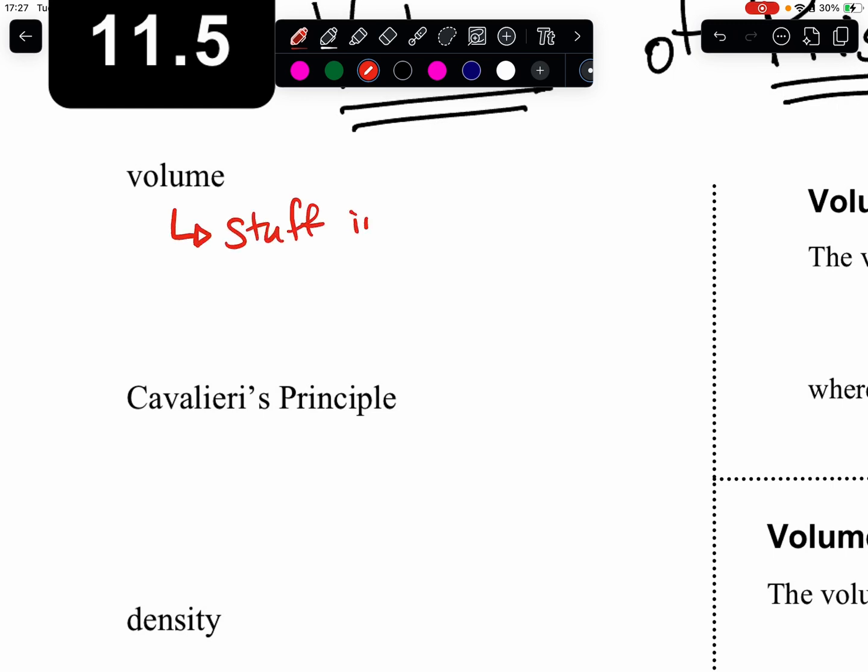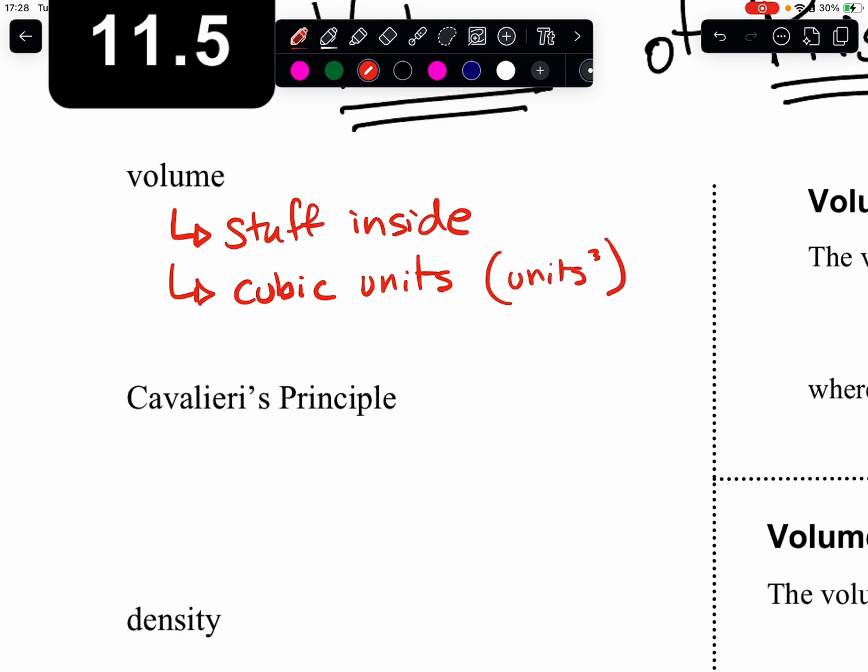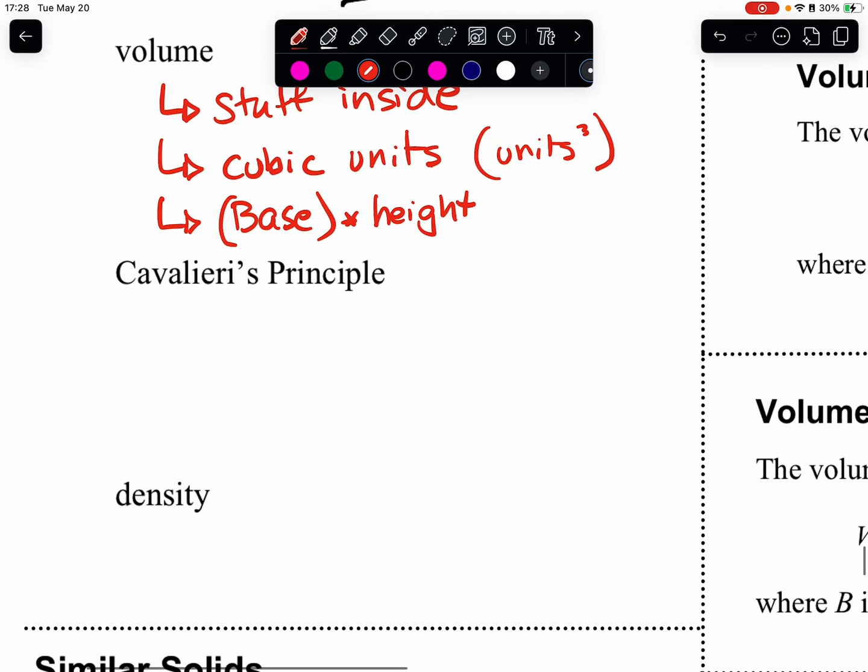Volume. This is the stuff inside. We measure it in what we call cubic units. Maybe we should write that out, units to the 3rd power. All right. And the big formula is find the base. The base is an area, multiply times the height. If you remember nothing else, that's how you calculate volumes.